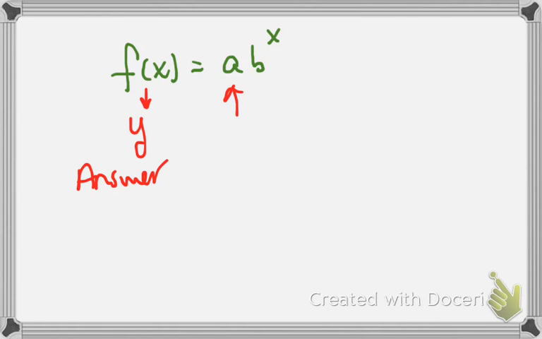The a is our initial amount. That's like what we start with. So if we have two rabbits, then we have two rabbits. That's the 2 would be where the a is.